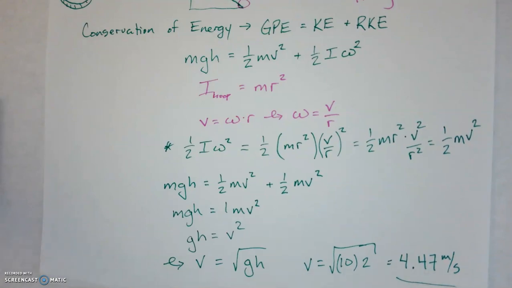Plugging in our numbers, we now get 4.47. So from this, we can see that the hoop is slower than the sliding block. But we have other shapes that we want to investigate, and so we can continue through them in very much the same fashion.